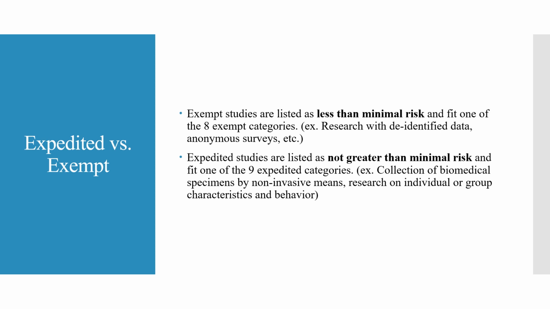Whereas expedited studies, you might be doing surveys, but maybe they're not anonymous. Maybe you're doing research on a specific individual or group, and so you need to know a little bit more about your participants. That's going to bump that risk level up a little bit, but it's still not going to go above minimal risk.